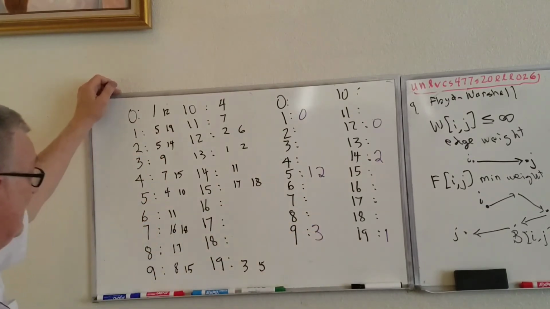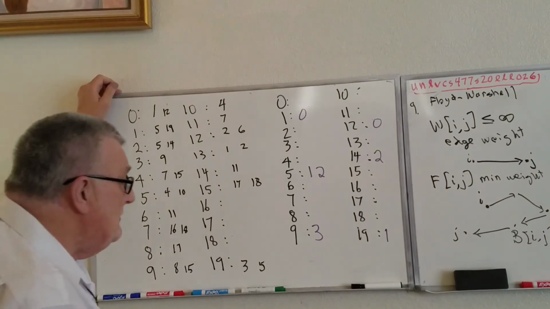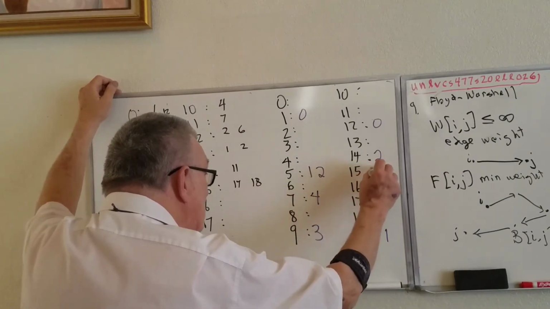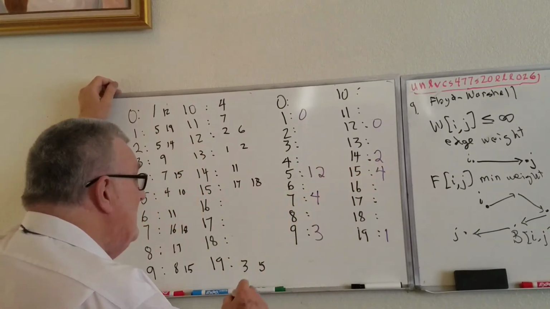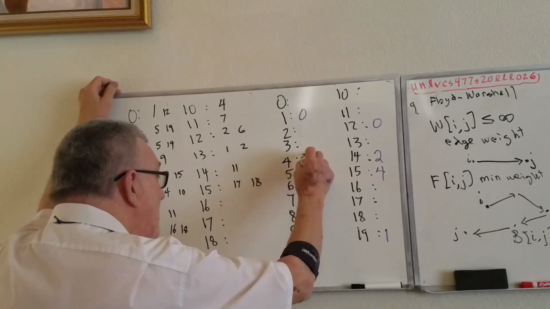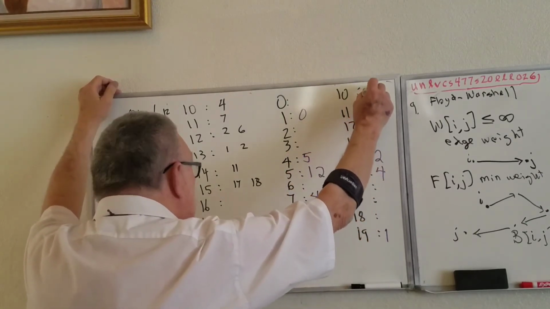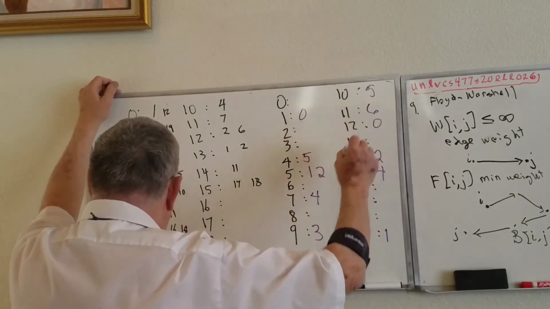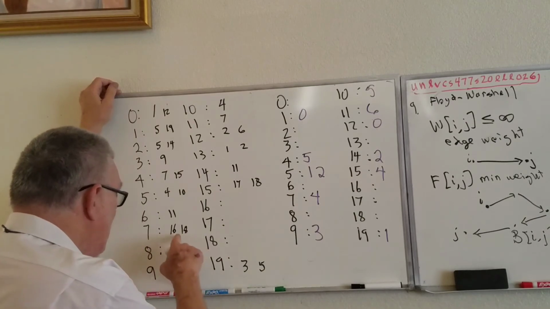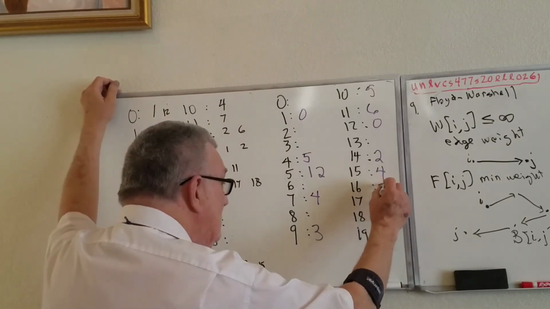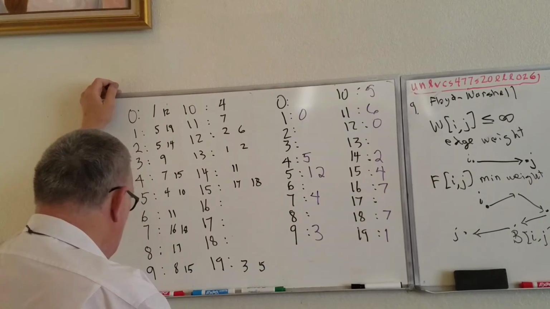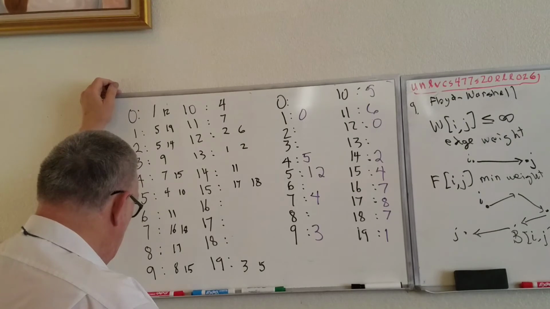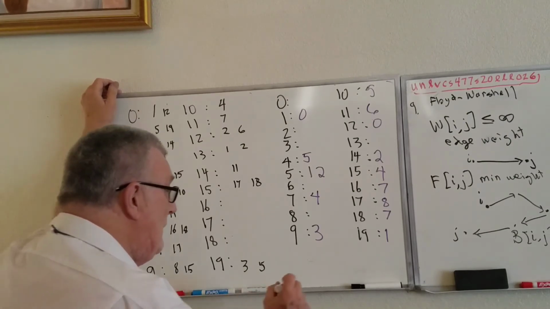There, just the opposite. From 4, there's an edge to 7 and 15, so we'll put 4 for 7 and for 15. And for 5, there's an edge to 4 and 10, so we'll write 5 here and 5 here. And for 11, we'll put a 6. And for 7, for 16 and 18, we'll put a 7. And then for 17, we put an 8. And for 9, for 8 and 15, we put a 9.